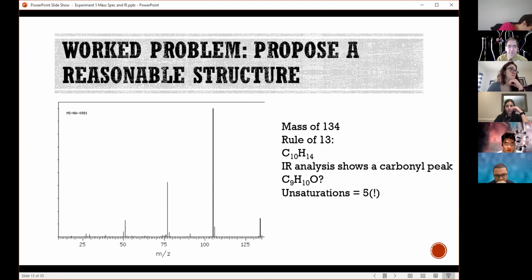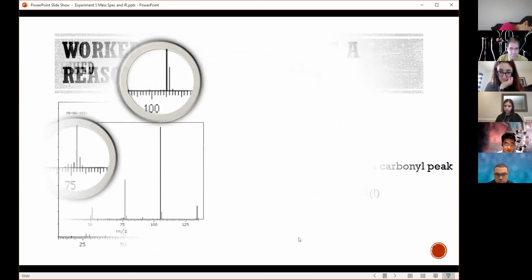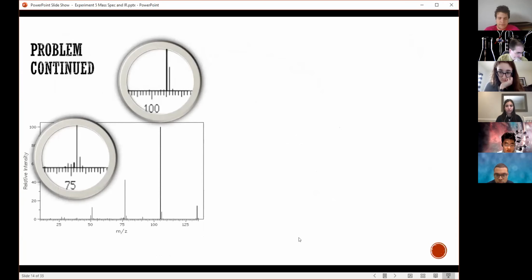All right, so if you know the mass is 134 and you've got a couple options on the formula and your unsaturations, how do you turn this into a structure? What do we do with this? Okay, let me walk you through this. Let's zoom in on a couple of things here.